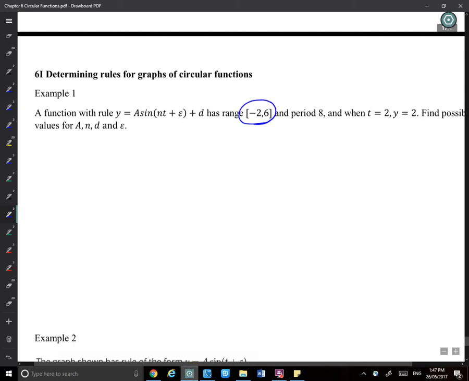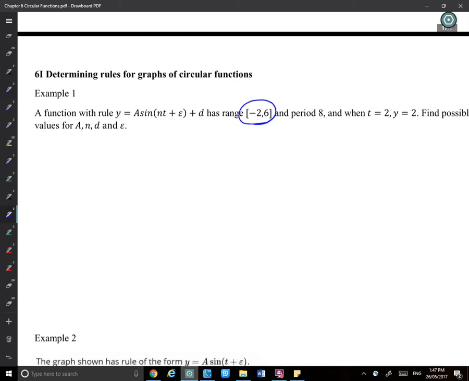When it gives you the range, you can find two things already. What are they? The mean line. You know your max, you know your minimum. You must know where the middle is. So you can find the mean line. So what is the mean line for this question? Where's the middle?